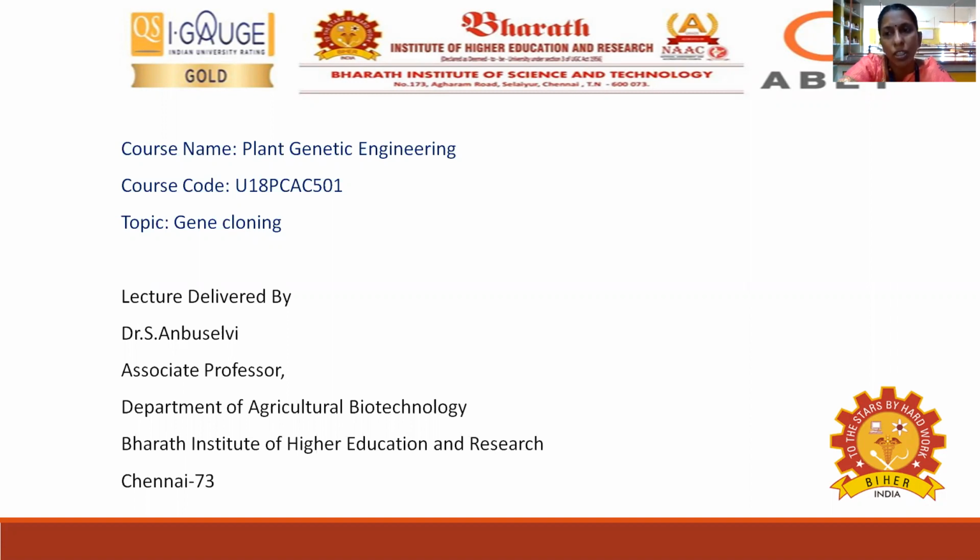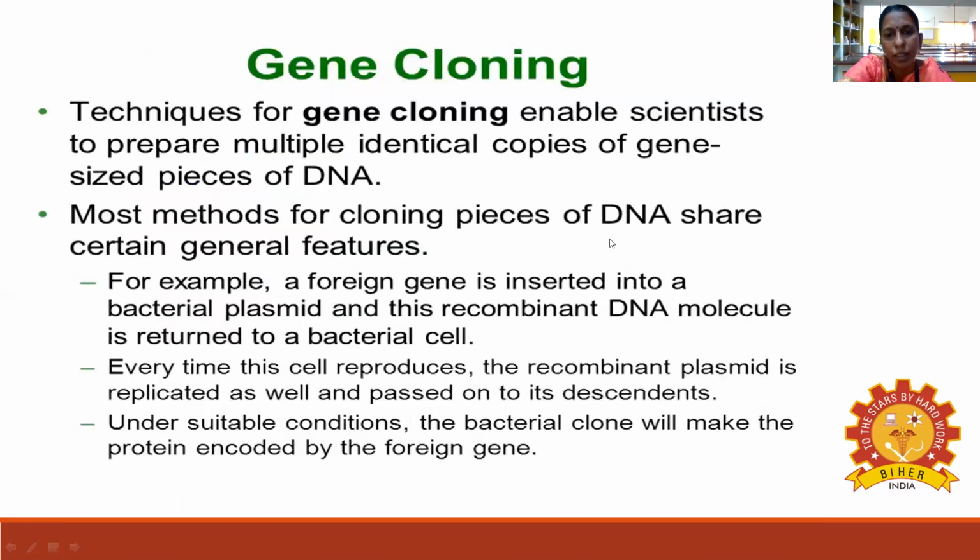What is called a gene? A gene is a segment of DNA which codes for a polypeptide chain. Because of genes, expression can be carried from generation to generation, either in plants, animals or humans. So today we are going to discuss gene cloning. Gene cloning means you want to get multiple copies of a desired DNA.